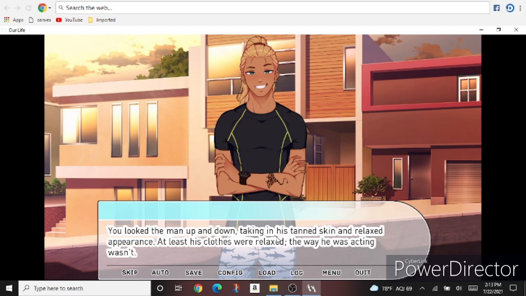You looked the man up and down, taking in his thin frame and relaxed posture. At least his clothes were relaxed. The way he was acting wasn't.